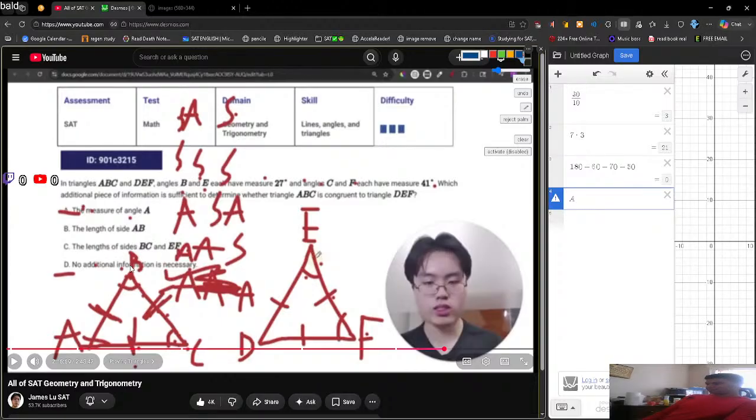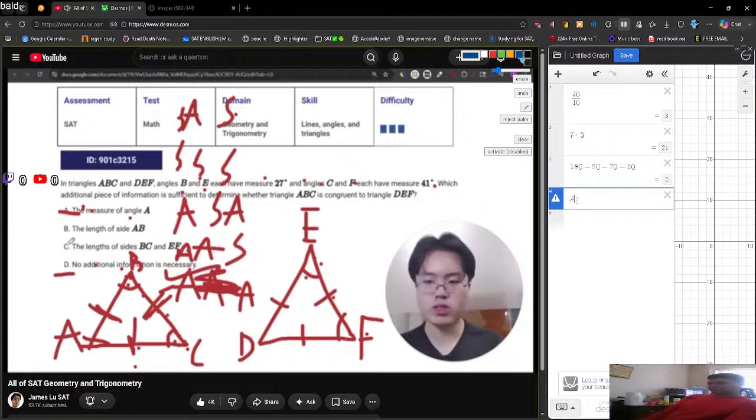C, B, C, B, C, and E, F, E, F. Yep, it's this angle the same. It's not even that. Side angle, that's not even like two sides. Oh, they're making it super easy.